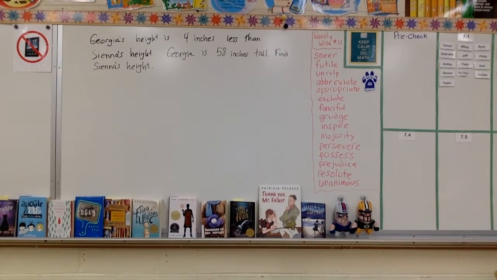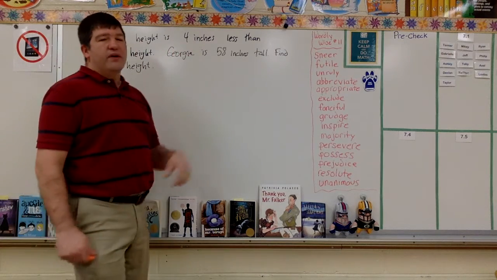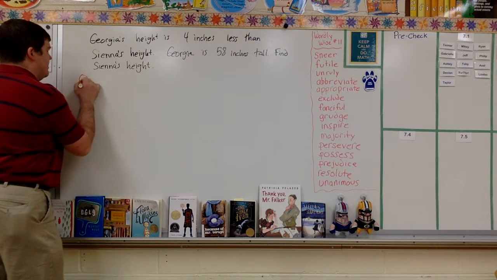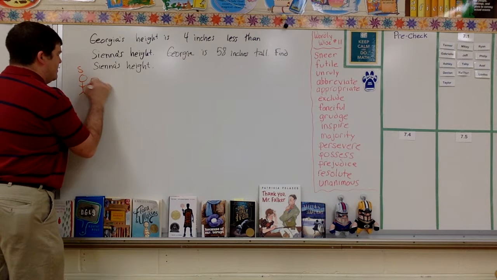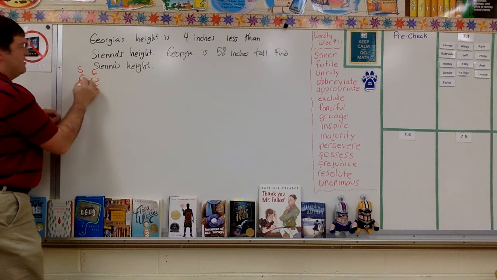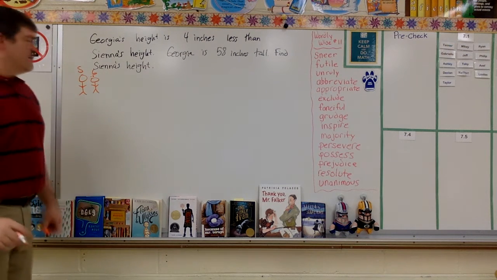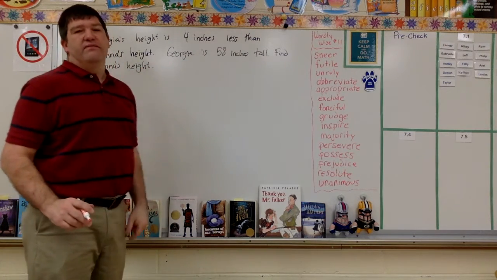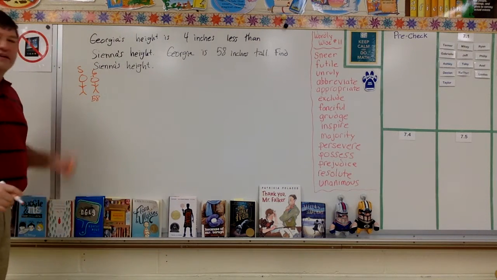And I am going to write one and solve it. This is one of those word problems. So we have Georgia's height is 4 inches less than Sienna's. Okay. So there's Sienna. There's Georgia. Georgia is minus 4 to Sienna. Okay. Now, Georgia is 58 inches tall. So we know Georgia is 58, and we have to find Sienna's.